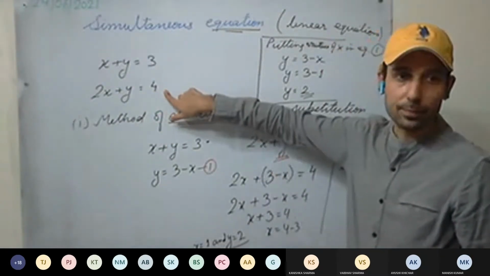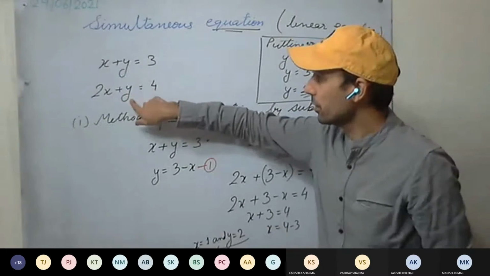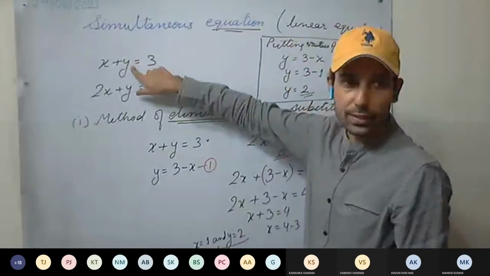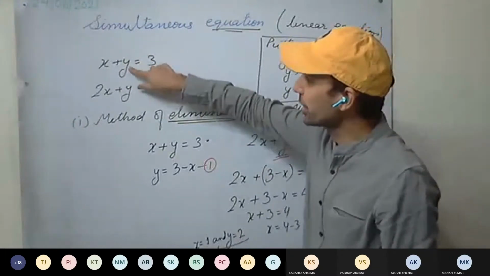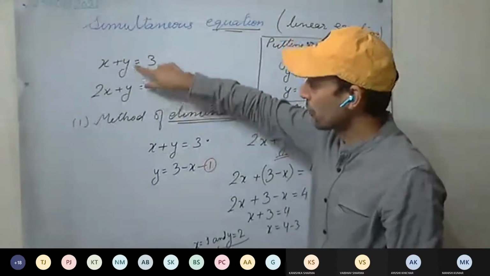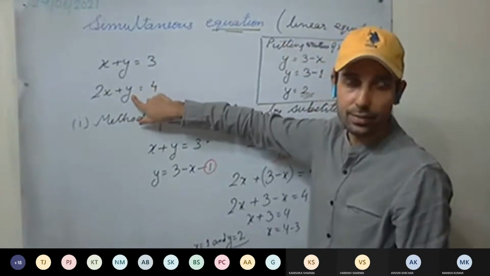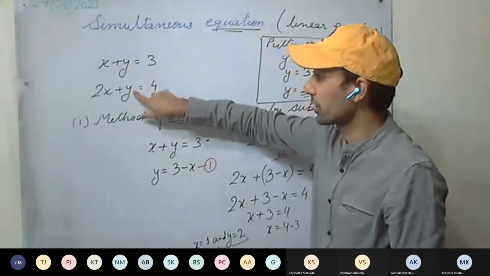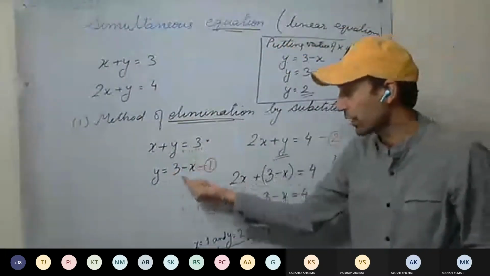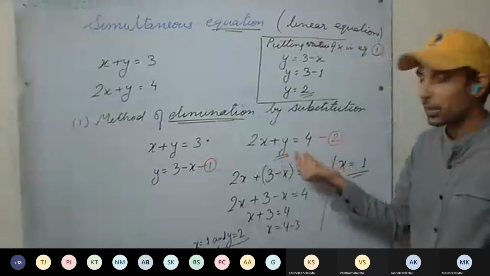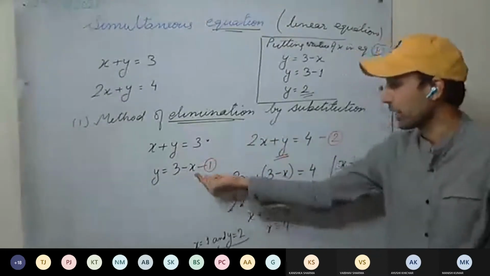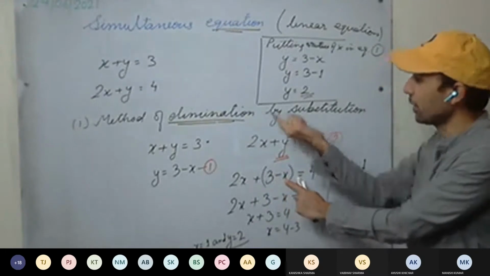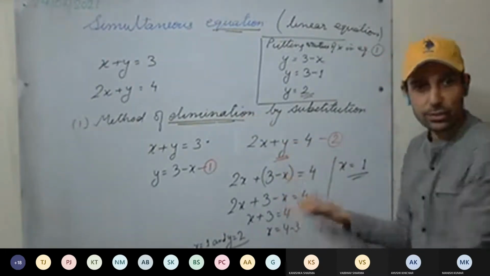So these are the two equations. x and y are the variables. Then what we did, we calculated y from the first equation in terms of x, and we substituted the value of y from the first into the second equation. This we did: x plus y equal to 3, y equal to 3 minus x. Now in the second equation, instead of this y, we have put 3 minus x. So we have eliminated y from the second equation.